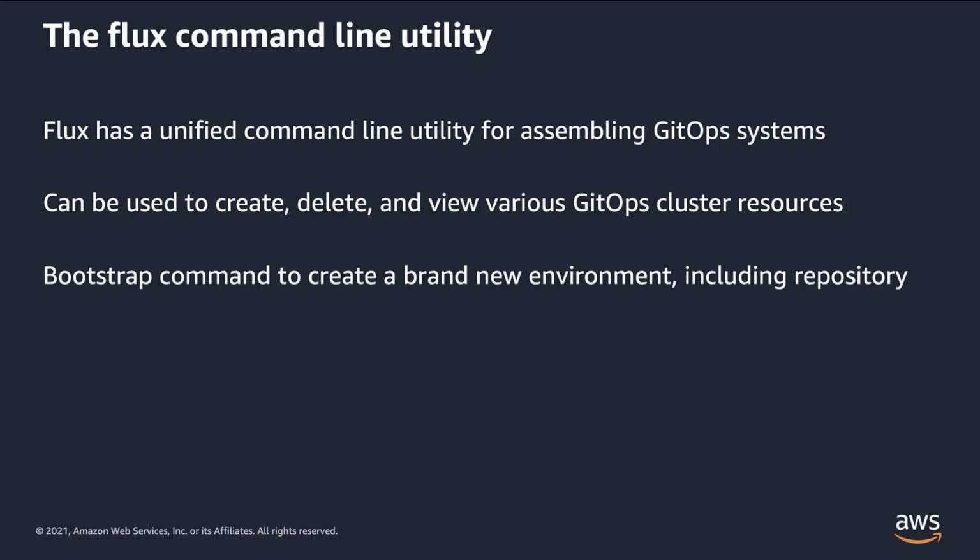So Flux has this unified command line, and you can use it to create and delete and administer parts of the Flux system, view various cluster resources, and it also has an integrated bootstrap command. So bootstrapping is installing all of the Flux components that you need in a GitOps way. So it actually will go into the cluster that you identify and configure it with all of the components that are needed to run the system, right?